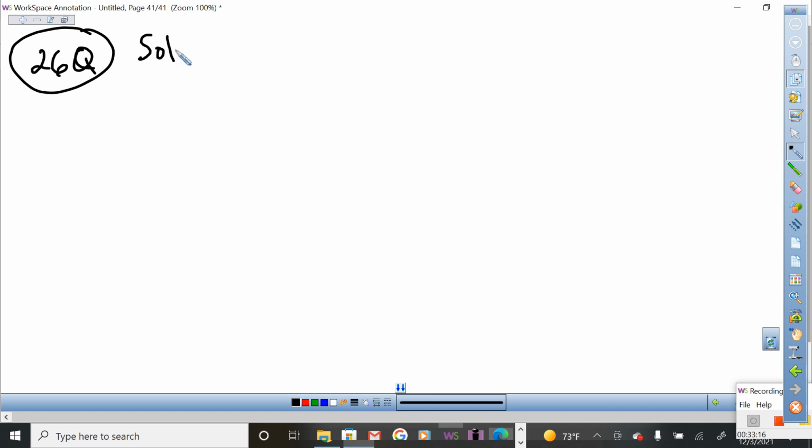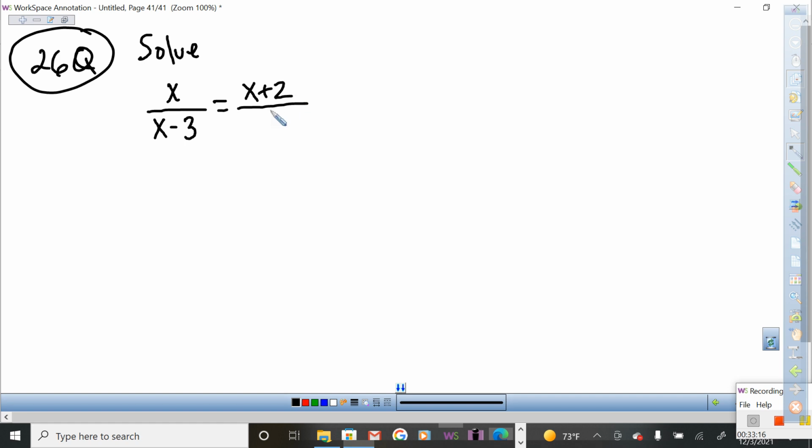So they want us to solve for x over x minus 3 equals x plus 2 over negative x plus 3. So watch, we're going to solve, but then they want us to check for extraneous solutions. And we'll talk about that in a little bit. Let's first solve this, okay?